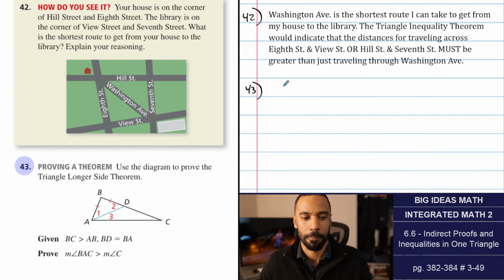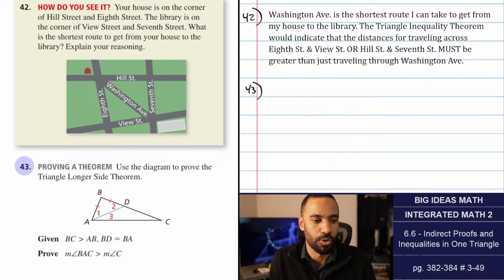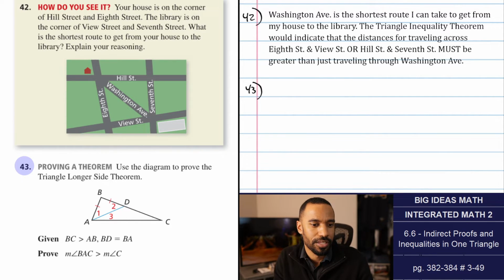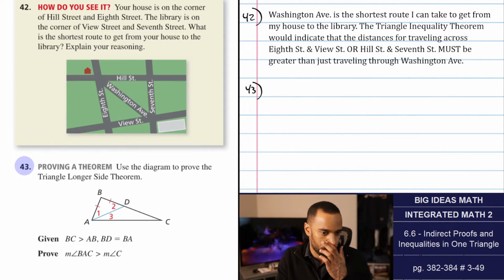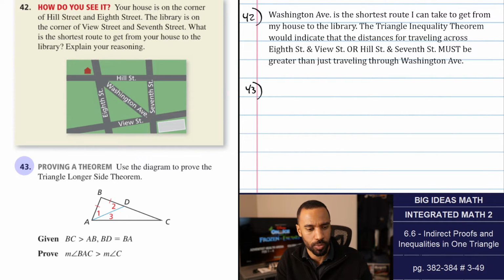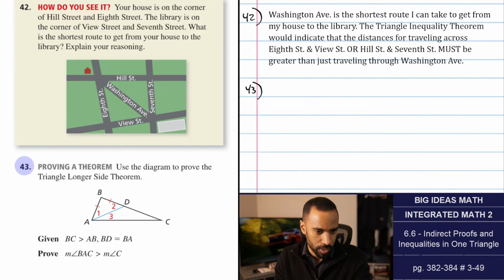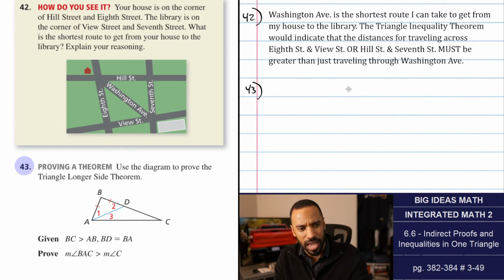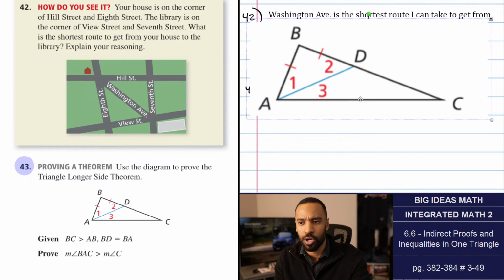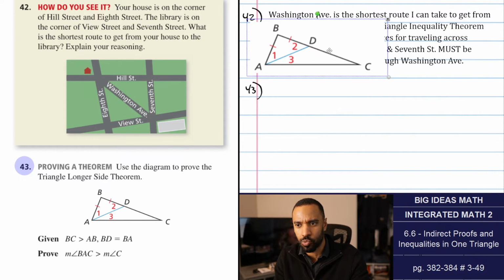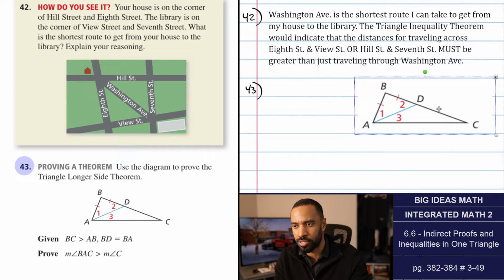All right, number 43. Proving a theorem. Use the diagram to prove the triangle longer side theorem. Given this, prove that. It doesn't say indirect proof. I guess we're going more two-column proof with this thing. Wonder how good I am at using ones without numbers. I'm more of the side angle side kind of person with these. I don't know what I'm going to prove that's going to work this one best. So I apologize if I don't get this down pat.